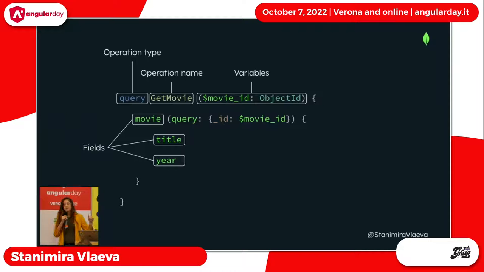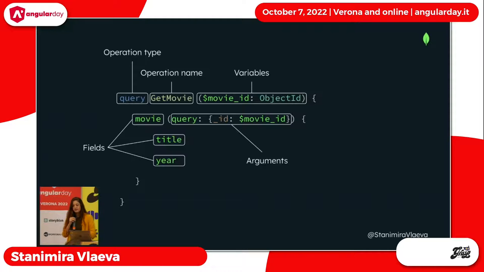Beneath that, we have fields. So movie, title, year, all of these are fields. And our API, our backend implementation, should know how to resolve these fields. And we can also pass in arguments for each of the fields that we query.